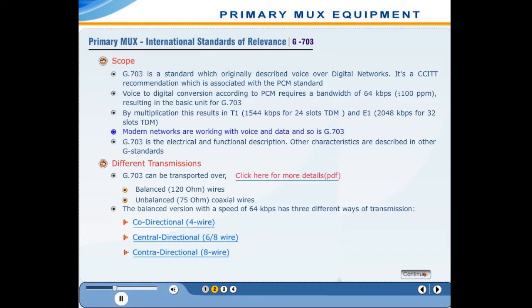Modern networks are working with voice and data, and so is G703. G703 is the electrical and functional description. Other characteristics are described in other G standards. G703 can be transported over balanced 120 ohm wires and unbalanced 75 ohm coaxial wires. The balanced version with a speed of 64 kilobits per second has three different ways of transmission.